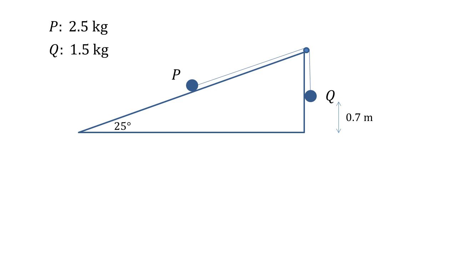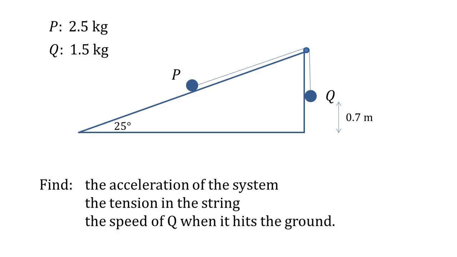In this A-level mechanics problem, a particle P, which has mass 2.5 kilograms, is at rest on a smooth inclined plane at an angle of 25 degrees to the horizontal. It's connected to a particle Q, which has mass 1.5 kilograms, by a light inextensible string which passes over a fixed smooth pulley. Q is hanging freely 0.7 meters above the ground with the string taut when the system is released. Using this information, we need to find the acceleration of the system, the tension in the string, and the speed of Q when it hits the ground.